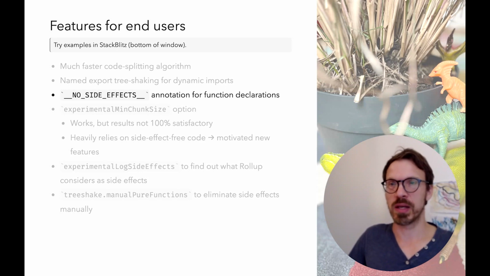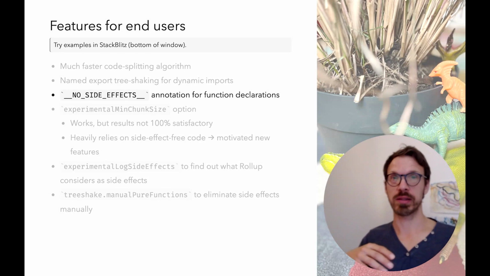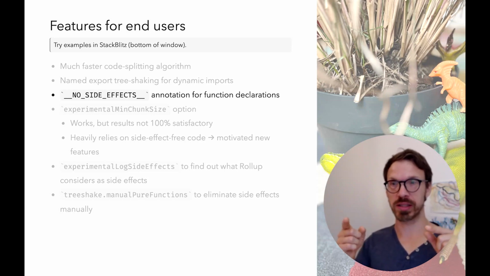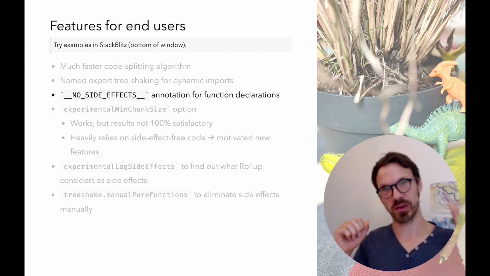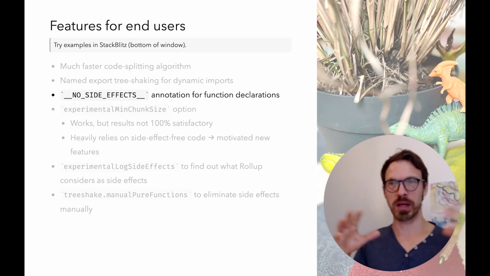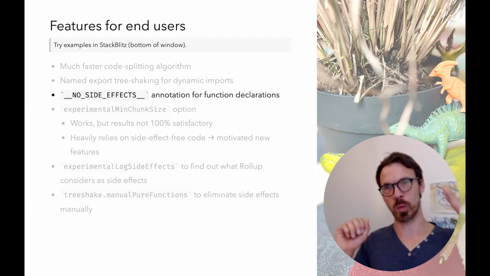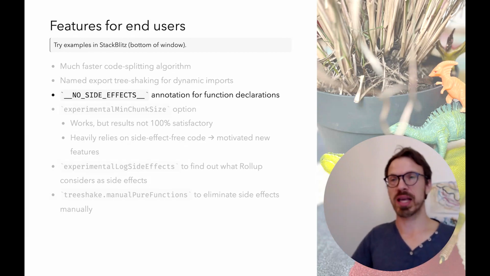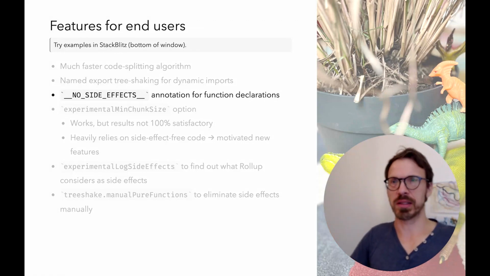Next, we have the no side effects annotation. So you may know that there is a pure annotation that you can place in front of call expressions. No side effects annotation is an annotation you place in front of a function declaration, which makes it much easier because you may be calling the function 20 times. Now you only need this annotation once in front of the declaration, which is also a nice feature for libraries, as long as the final bundler that is used also supports this annotation. But I think at least ESBuild is going to support it, and maybe others as well.